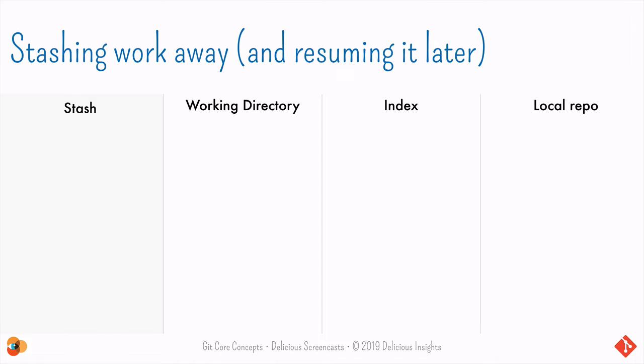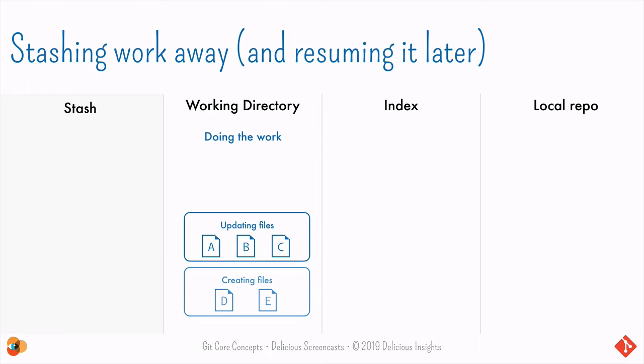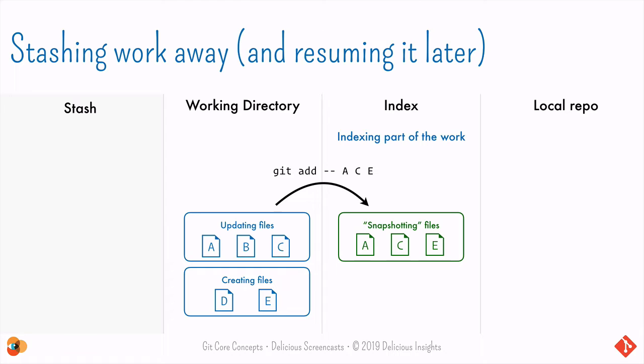The stash is a super handy zone that lets us handle a sudden emergency with ease. Let us say we're up to our eyebrows in a complex piece of work. We have ongoing work on tracked files A, B, and C, plus 2 new untracked files D and E. This batch of work is pretty involved already, and we started vetting some content for the next commit by staging it in the index, namely files A, C, and E.